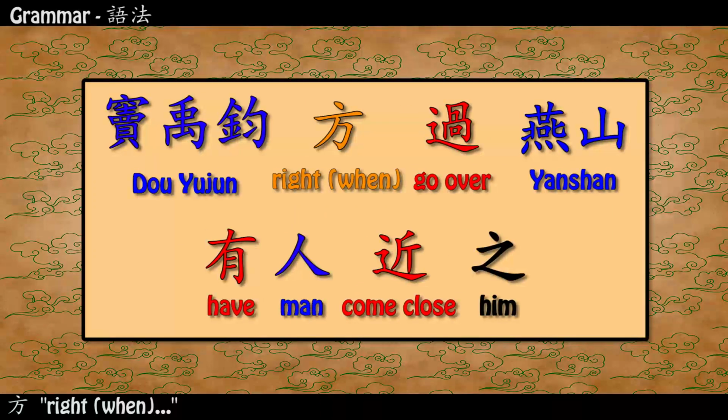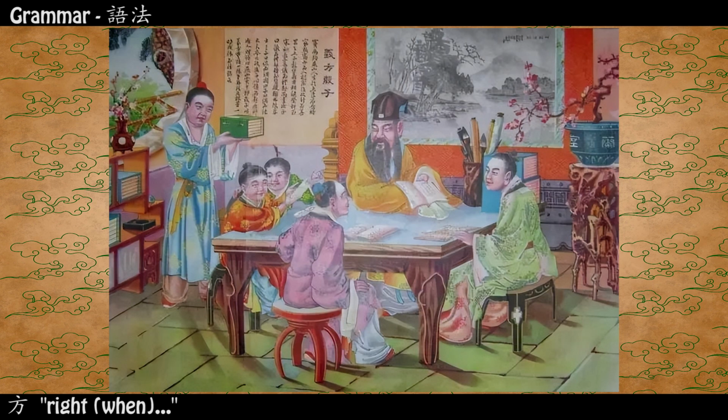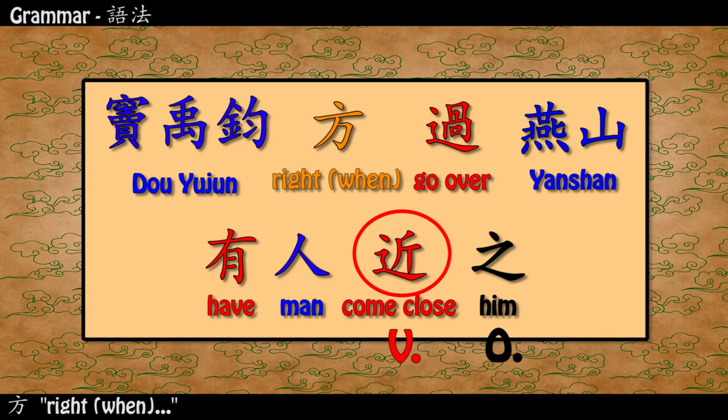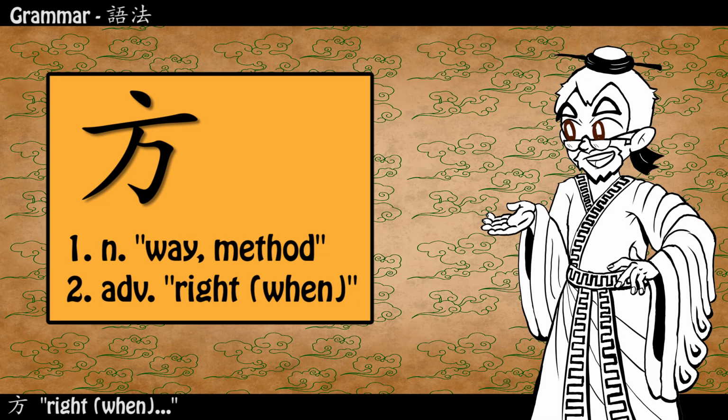And here's another bispell. 窦禹君方过岩山，有人禁止. Word for word, 窦禹君, right when, go over, 岩山, have, man, close, him. 窦禹君, you remember, is Mr. Krakow's Swallow Mountain from episode 2. Here, 禁 must be a verb and not a stative verb, since it has an object after it. And 之, when it appears at the end of a sentence, can safely be read as the third-person object pronoun, him, her, it. In other words, Dou Yujun was making his way over the Swallow Peaks when someone came up to him. Fang has a few other uses, but we'll go over those in coming episodes.